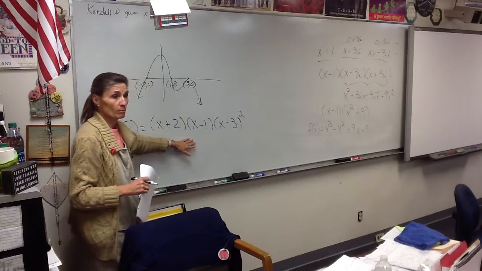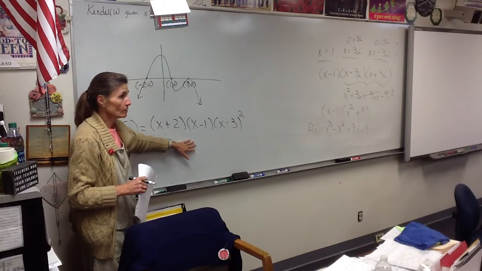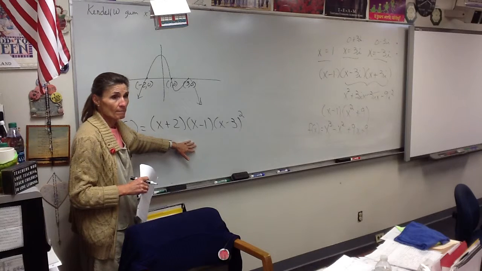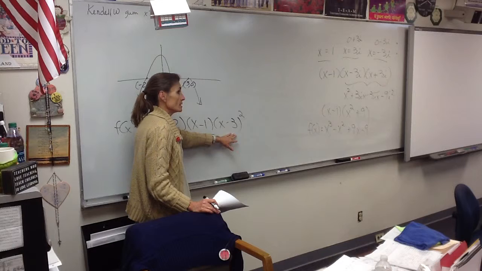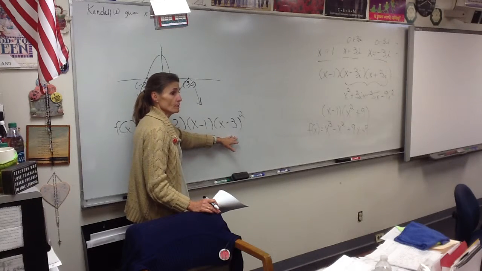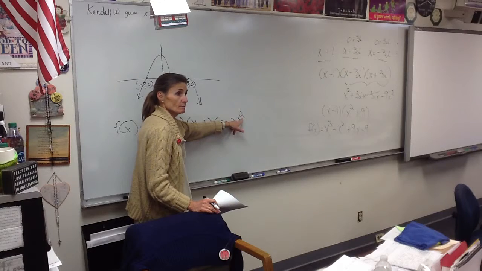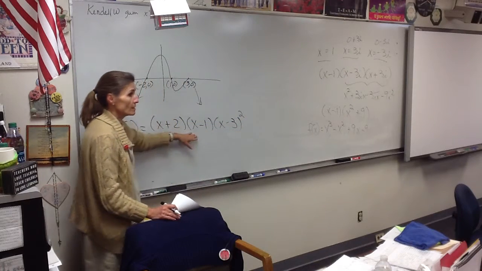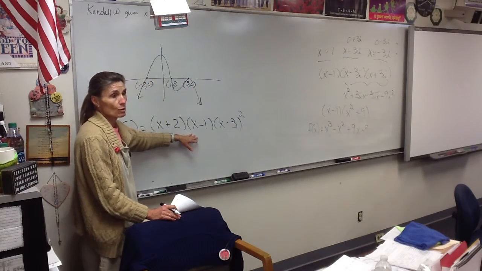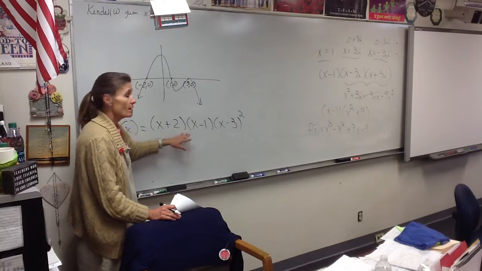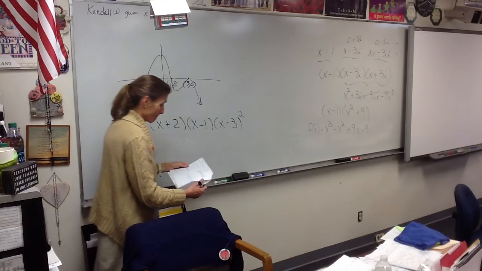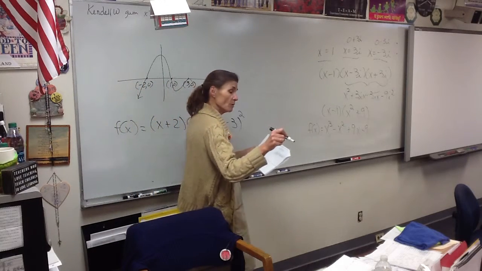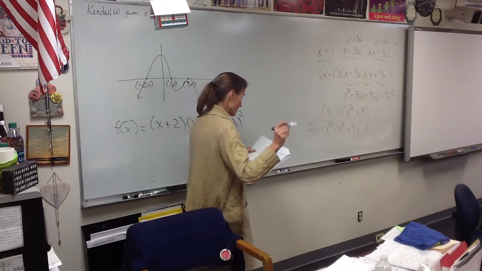You do not have to multiply that out. Everybody okay with that? This 0 is said to have multiplicity 2 because it's squared. These are what are called single zeros or simple zeros. They only happen once. Did we already do number 5? Yep. Okay. Number 6.